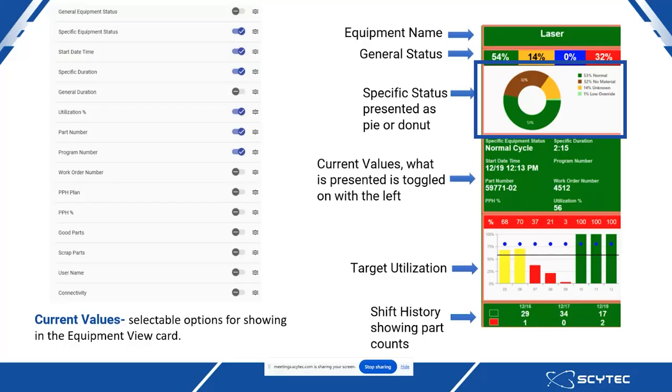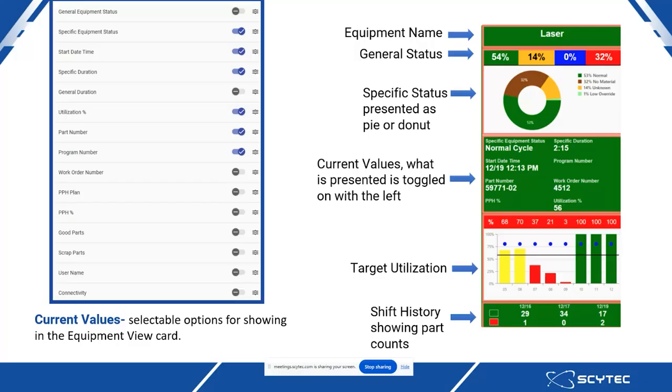Now, the main thing I'd like to discuss for the user interface of the real-time equipment view is the current values. I showed you what can be populated in the previous slide, but I want to go into further depth and detail about the current values. If you look on the left-hand side, you can see one long column with a bunch of data points that are turned either off or on. When you turn those on, that is what will populate inside the current value section of your real-time equipment view.